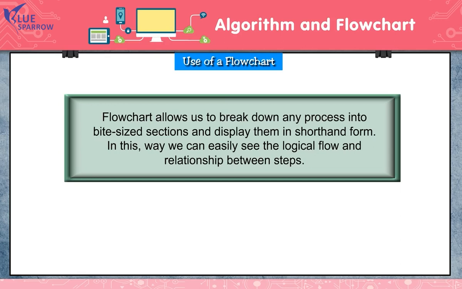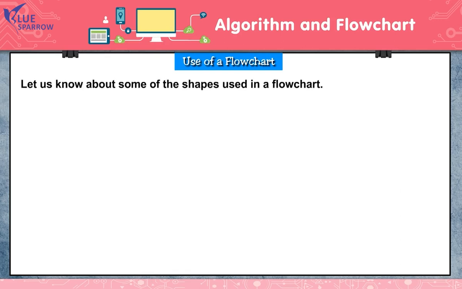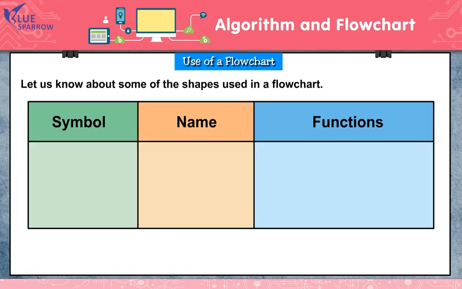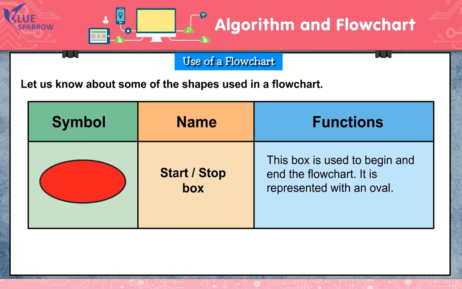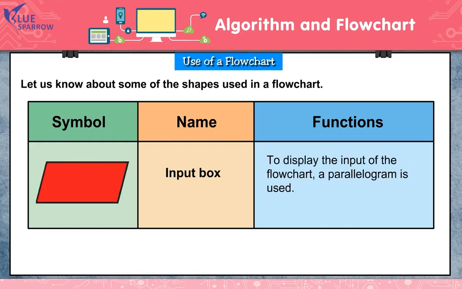In this way, we can easily see the logical flow and relationship between steps. Let us know about some of the shapes used in a flowchart. Symbol, name, functions. Start-stop box. This box is used to begin and end the flowchart. It is represented with an oval.